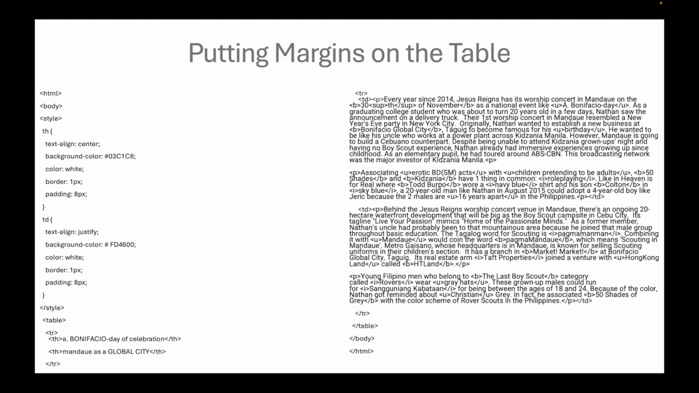We will put margins on the table so that the paragraphs between the left and right columns will become more legible and more conspicuous to read. We assign the border with 1 pixel and the padding with 8 pixels. This is to make the boundaries even clearer for each row and column inside the table containing text.